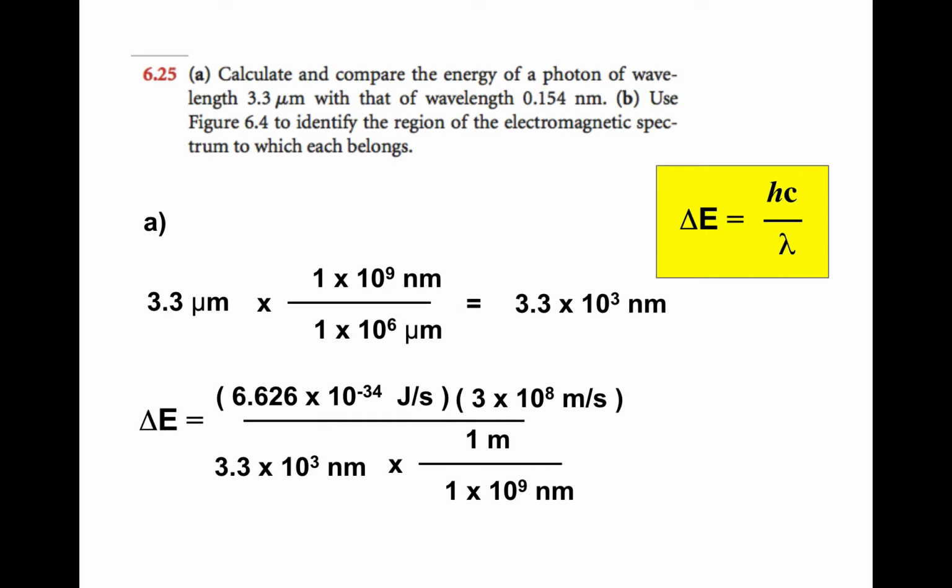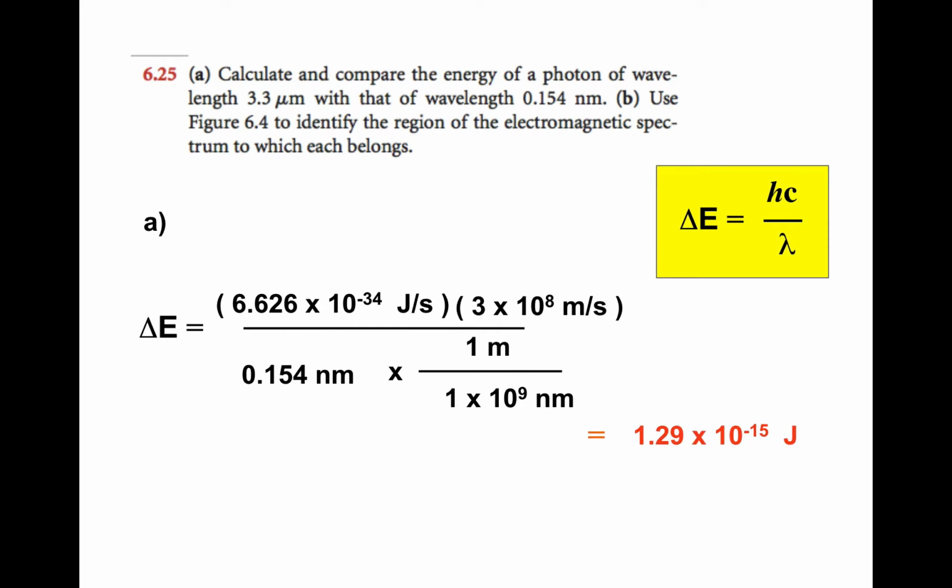So I can plug into E is equal to hc divided by lambda, solve for the energy, and then compare that to the other one in nanometers, 1.156 nanometers. So the one that was in micrometers is a lot less energy than the one in nanometers, right? The shorter the wavelength, the higher the energy.